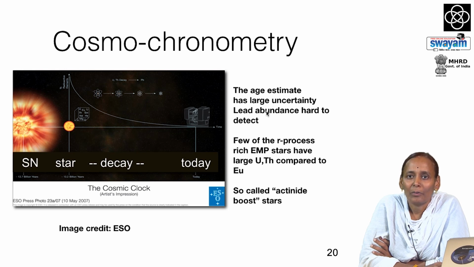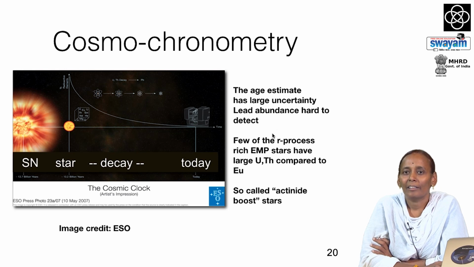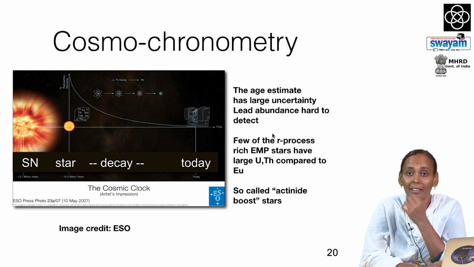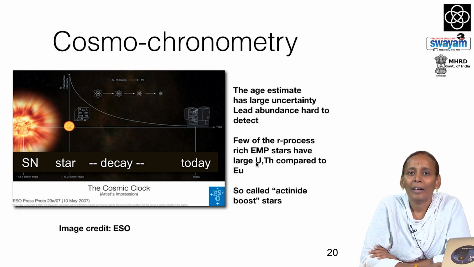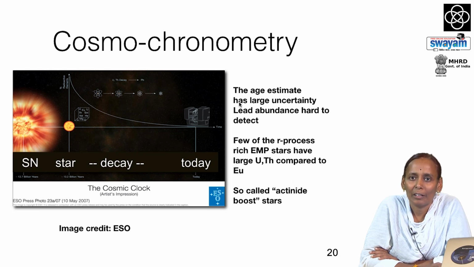However, the age estimation based on these few detections shows large uncertainties, primarily due to the non-detection of lead abundances in these stars. Some of these r-process rich stars also show higher uranium and thorium compared to europium. This is also something we do not understand. This is called the actinide boost. So once we understand all this, and with future facilities when we are able to observe lead abundances in these r-process rich stars, they can act as an accurate chronometer for these metal poor stars.